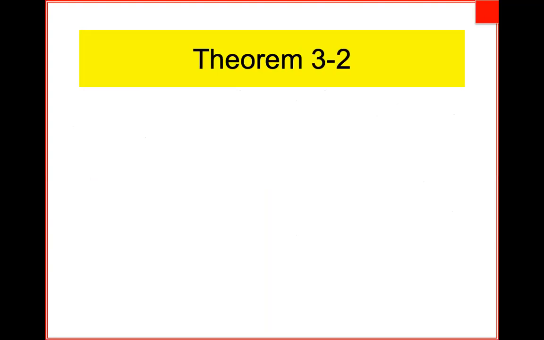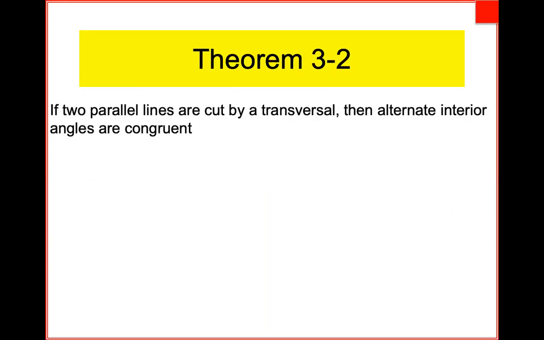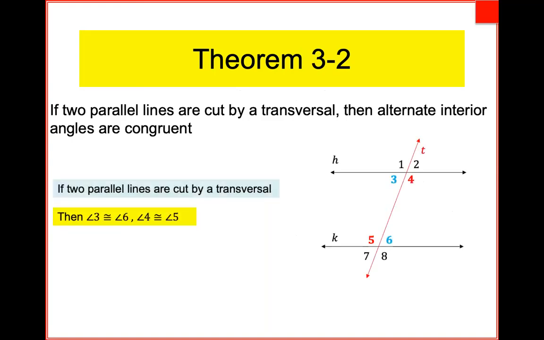All right, write this down. This is theorem 3.2. 3.2 says that alternate interior angles are congruent. If you have two parallel lines cut by a transversal, then alternate interior angles are congruent. For those of you that like short and concise statements, the colored part is no different from the top. I just broke it up into the if-then.